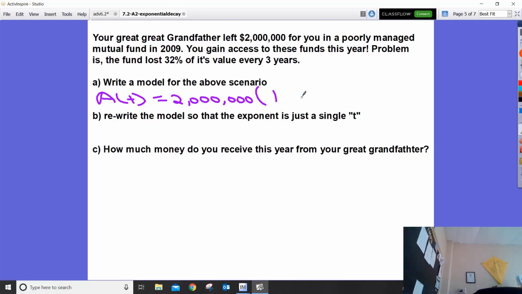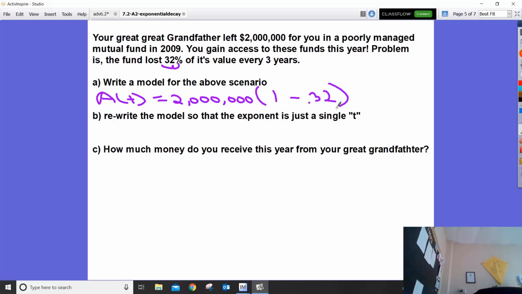Now, we have to express 32% as a decimal. Anna, what is 32% as a decimal? You have to know how many places you shift it. 2. Chandler, 32% as a decimal: 1, 3, 2, to the left. We're done. 0.32.